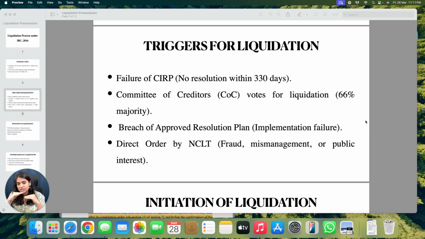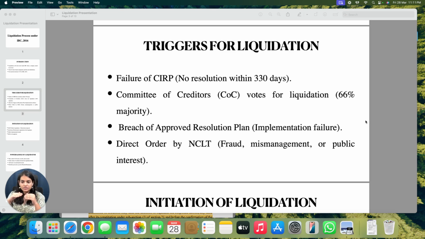If the liquidation value is substantial enough, once the liquidation is done, to cover the costs, whatever is remaining will be distributed to the committee of creditors and the other stakeholders. So they are to look at whether the resolution plan is offering a higher amount than the liquidation value.